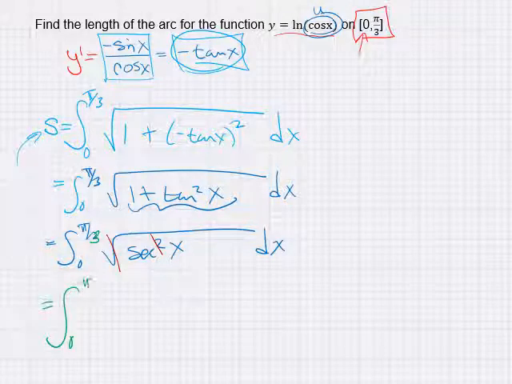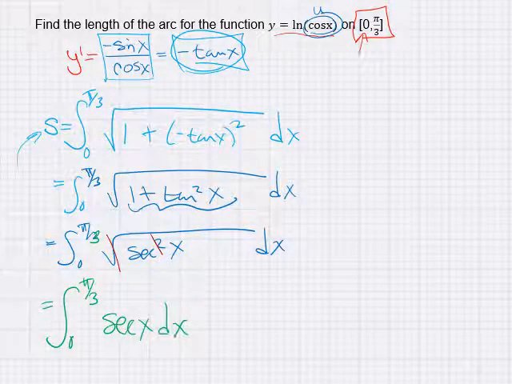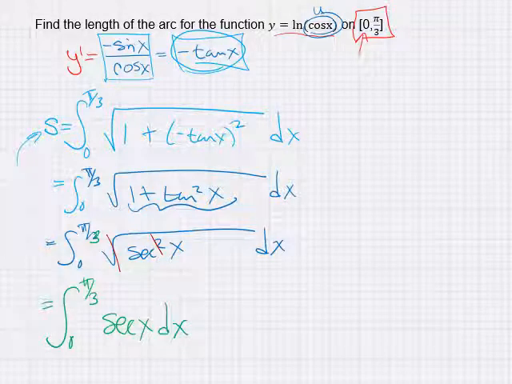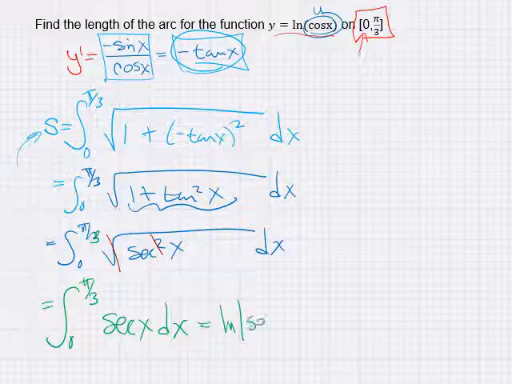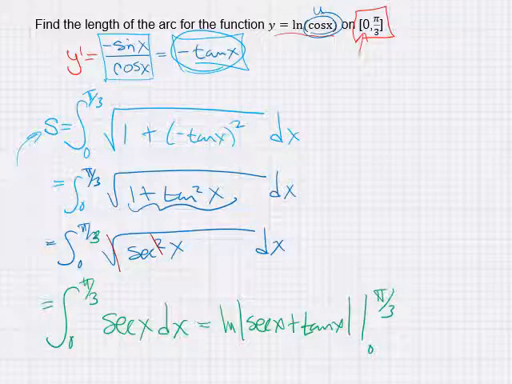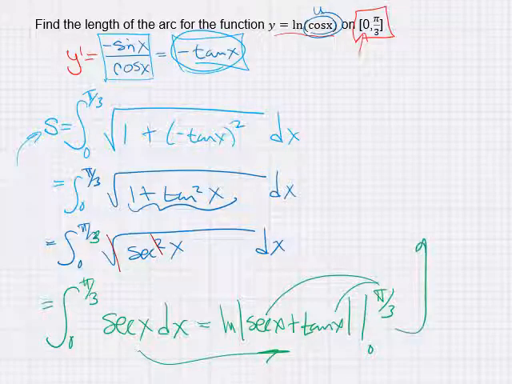0 to pi thirds of secant x dx. Now remember, how do we integrate secant? Well, we need logarithms to integrate secant, so this would be the natural log of the secant x plus the tan x between 0 and pi thirds. And this is the main reason why you're going to have to make sure you know your integrals. So we can do something like this fairly quickly. So I'll plug pi thirds in here, and then I'll also plug in 0 and subtract.